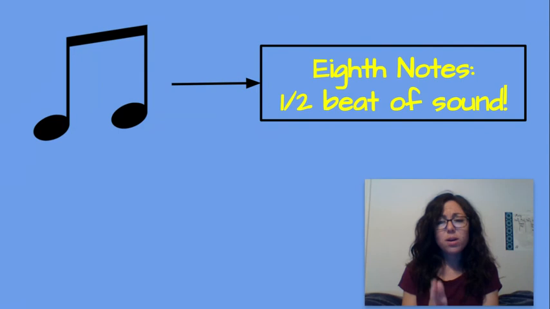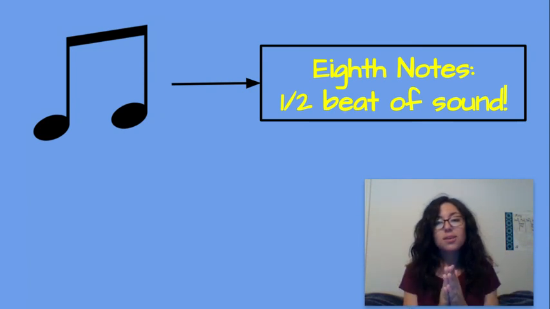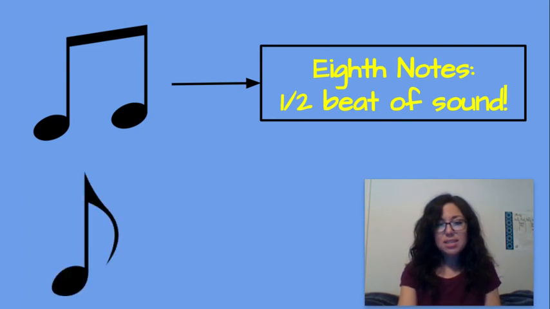So instead of counting 1, 2, 3, 4, we're now going to count 1 and 2 and 3 and 4. And so if I was going to clap a whole measure of eighth notes, I would do 1 and 2 and 3 and 4 and. So twice as fast as our quarter notes, which were just 1 and 2 and 3 and 4 and. Hope that makes sense. And some of you guys might start seeing these single eighth notes.